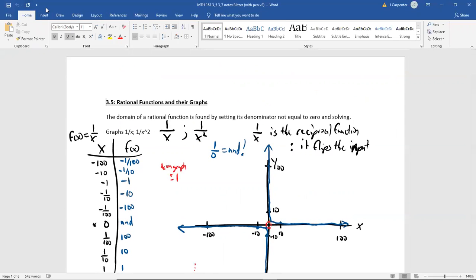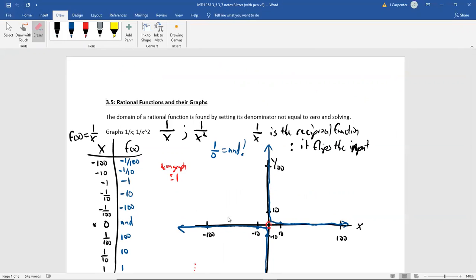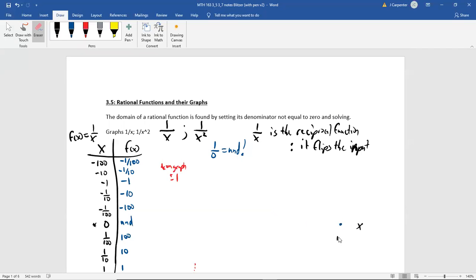I thought I erased that. I'm just going to erase the whole thing. Look away. Don't look at this screen yet. Look away. Hide your eyes. All right. This is what I want to start out with.